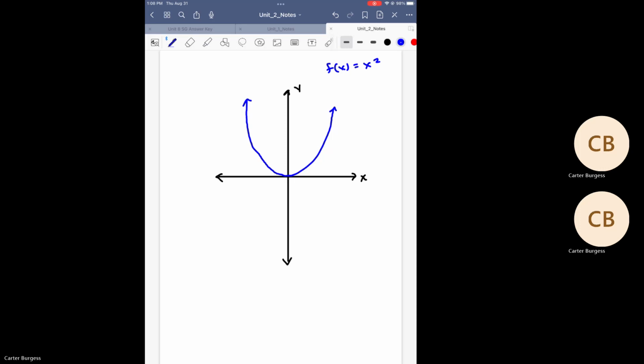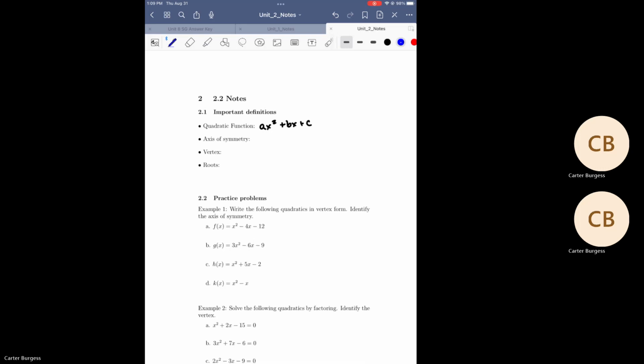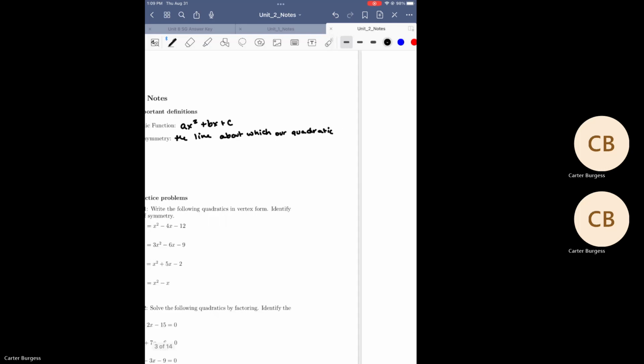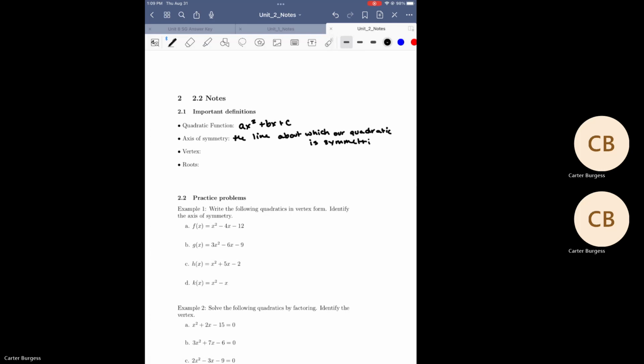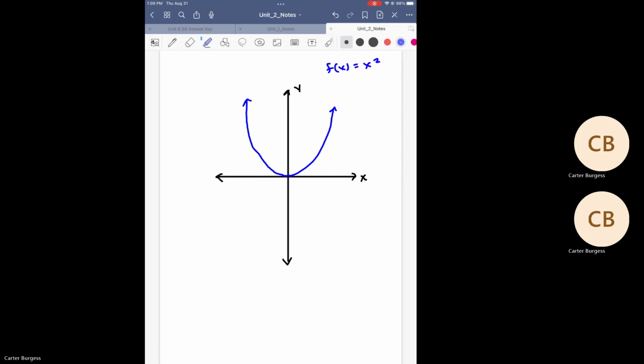First of all, our parent function here is even. Not all quadratics are going to be even functions, but all of them are going to be symmetric around some kind of axis. That axis, very creatively named, the axis of symmetry. You could think of this as the line about which our quadratic is symmetric. In the case of our parent function here, this is just going to be the y-axis.